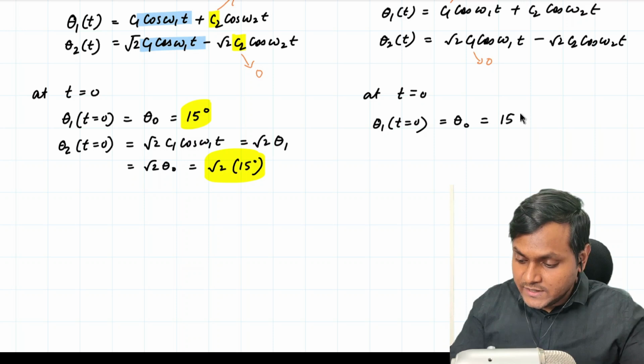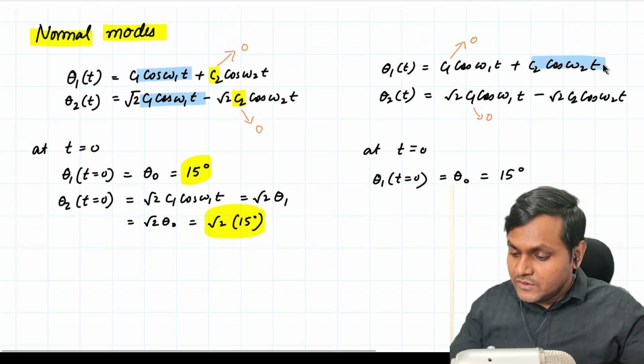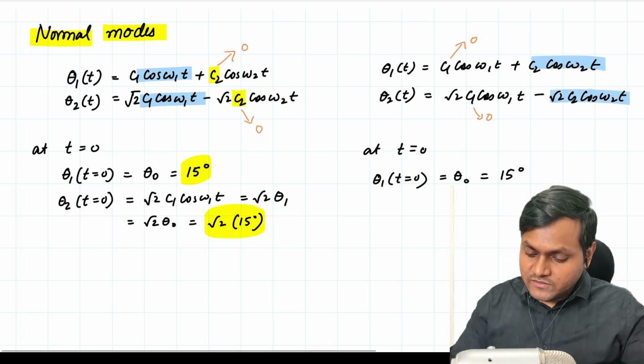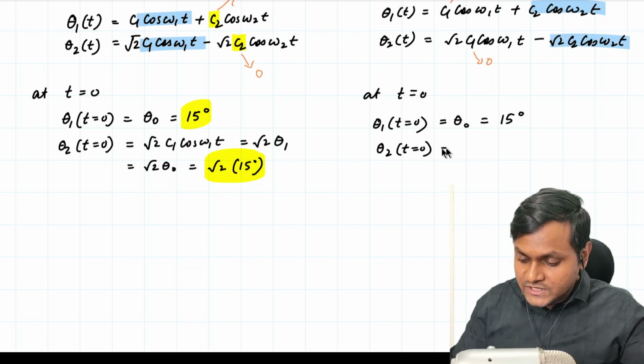I choose 15 degrees here, okay? In that kind of a situation, these are the two terms that will survive, right? So if these two terms survive, then in that kind of a situation, theta 2 at time t equal to 0 will be equal to what?